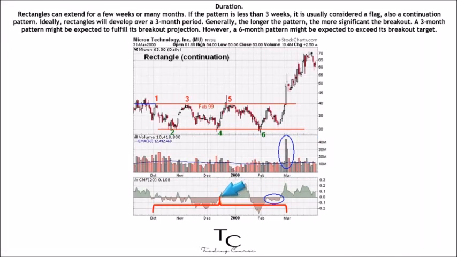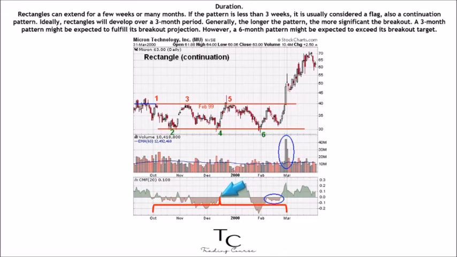Duration. Rectangles can extend for a few weeks or many months. If the pattern is less than 3 weeks, it is usually considered a flag, also a continuation pattern. Ideally, rectangles will develop over a 3-month period.